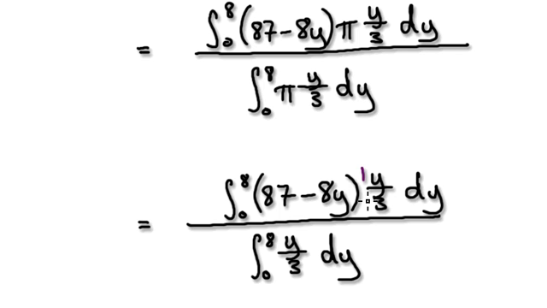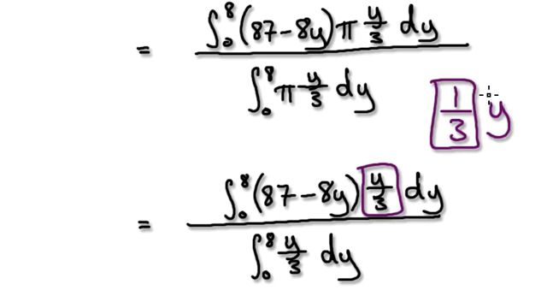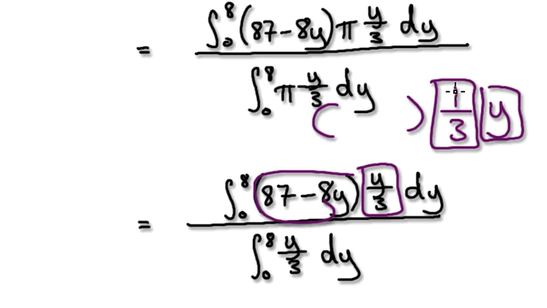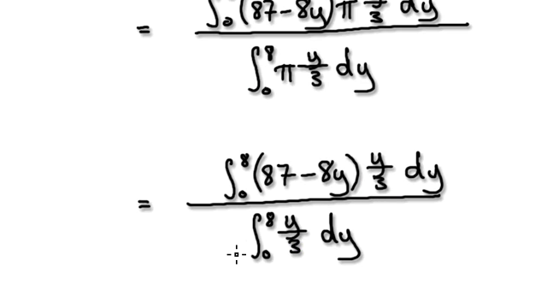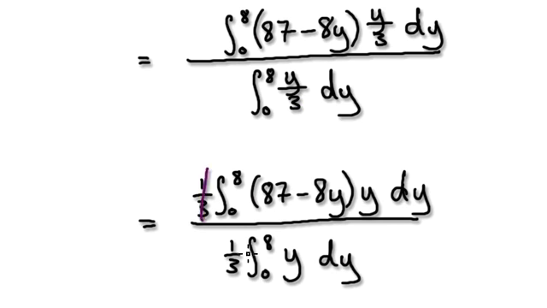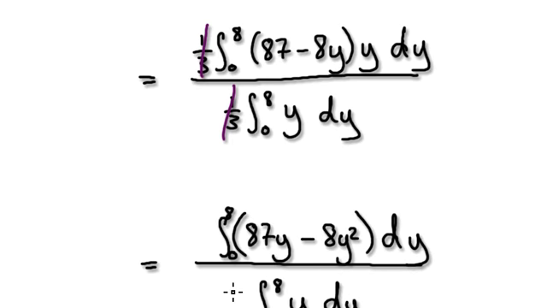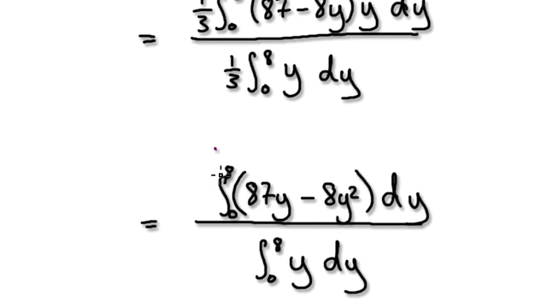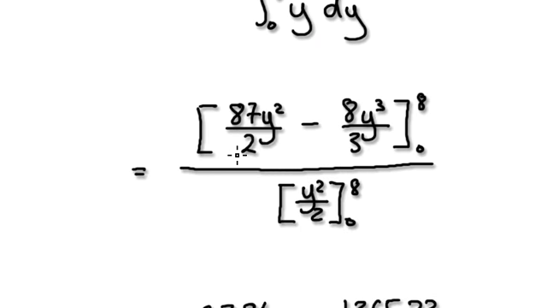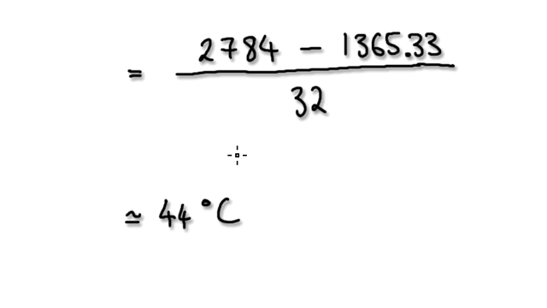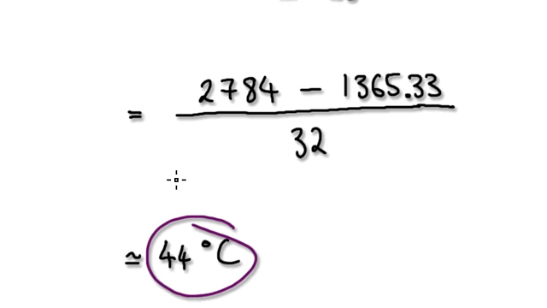And now if you look at this, you can imagine this as being a third y. So you've got a third times y times this thing here times that thing there. So really a third is a constant, so you can take it out. Same with down here, you can take the third out. The two will cancel each other off. And then that will take you to here, and now it's just a matter of integrating. So it should give you an approximate temperature of 44 degrees Celsius.